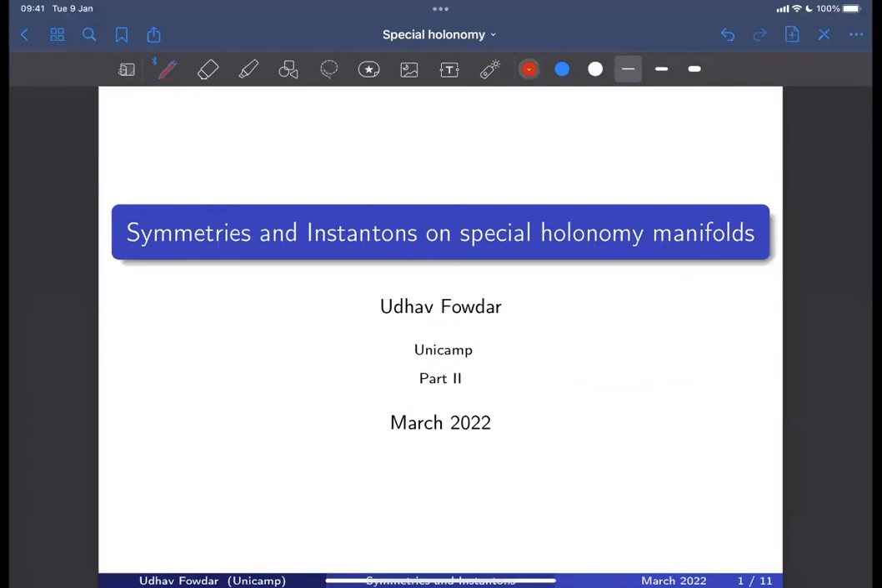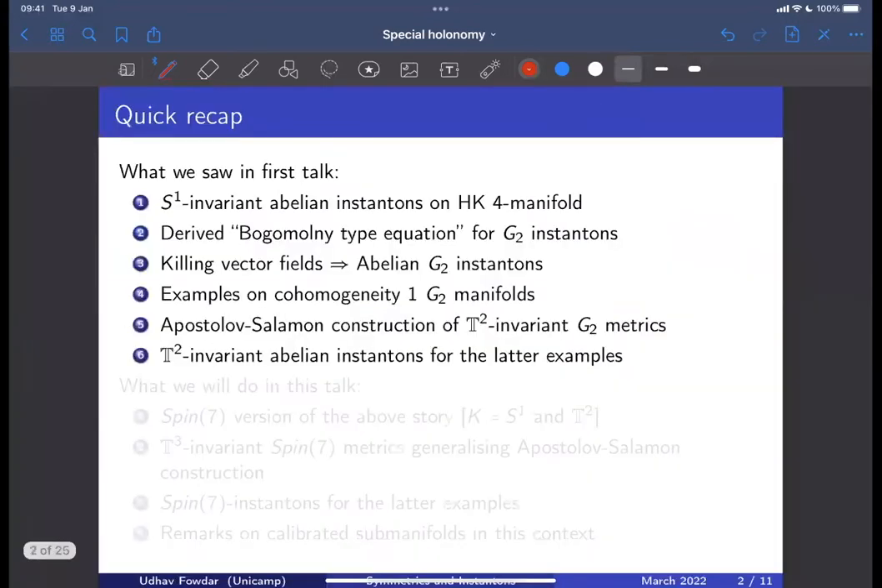Hello everyone, and welcome to the second and final part of this talk on symmetries and instantons on special holonomy manifolds. Now, before moving on with the talk, let me quickly recap what we saw in the first part of this talk. So first of all, we considered S1 invariant hyperkähler manifolds, and we showed that all S1 invariant abelian instantons in this case are determined by the choice of a harmonic function on R3.